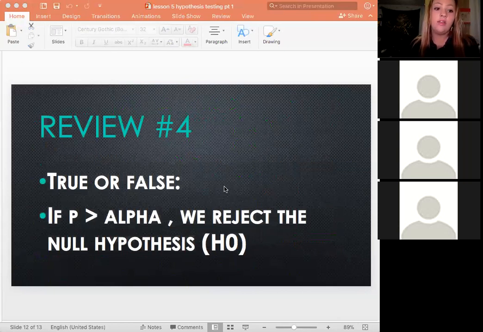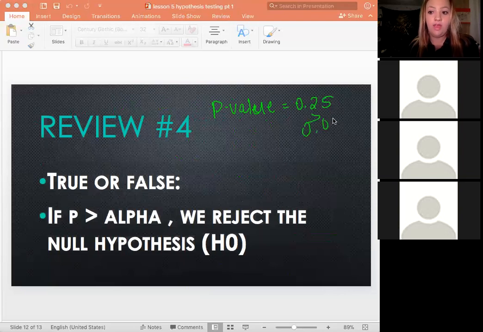So what happened in the last one? What happened when our p-value, so remember in the last one, p-value was 0.25, right? So that was greater than 0.05. So what do we do in that case? Do we reject the null or do we fail to reject it? Fail to reject. We want to fail to reject the null. We're saying failing to reject the null means that we're still assuming that there's no change because there's a high probability that there's some sort of confounding variable in there.